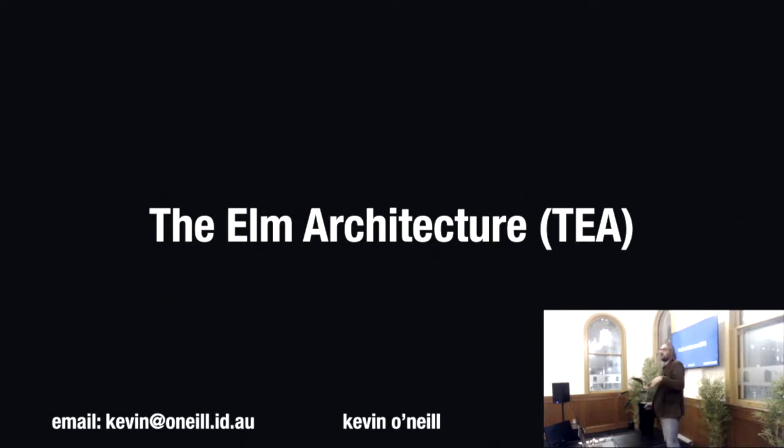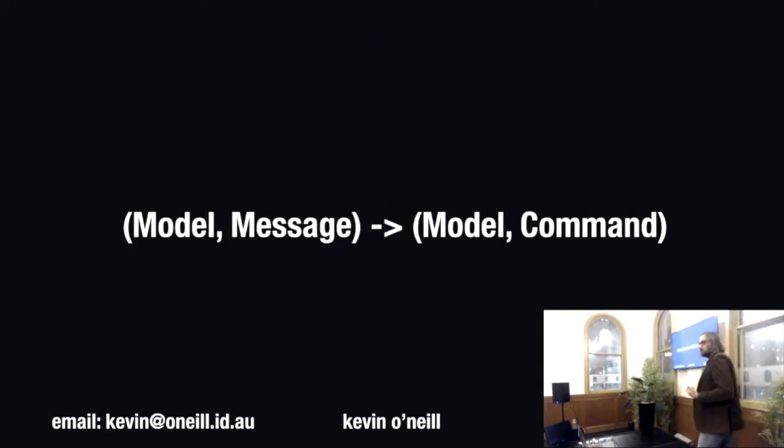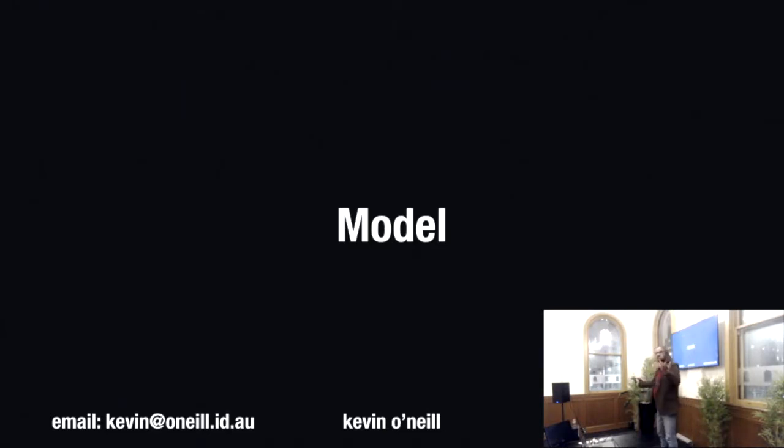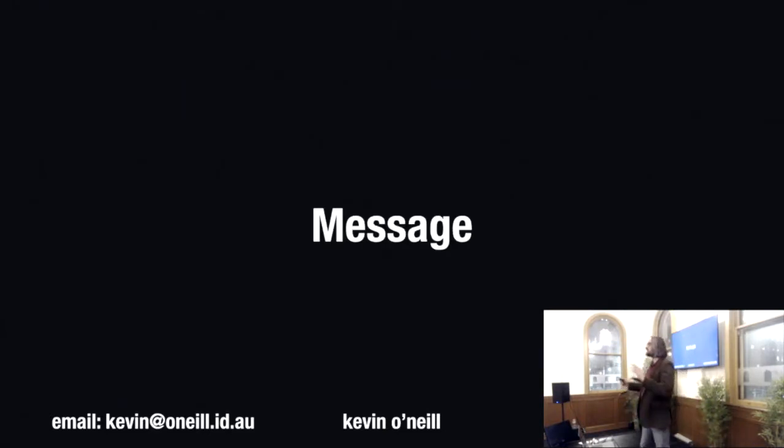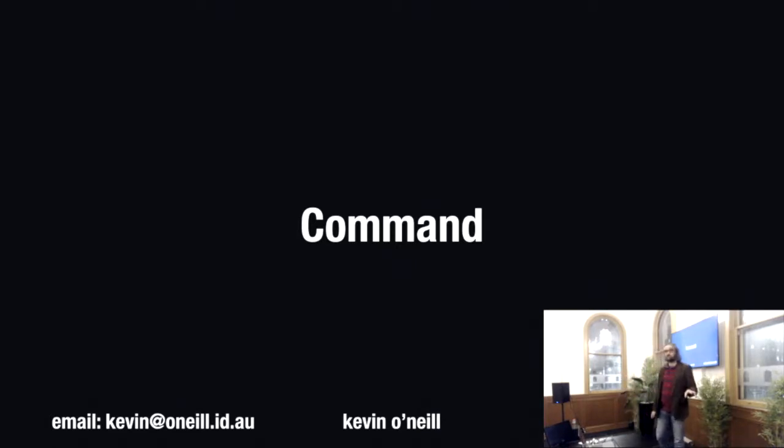How many people here are familiar with the Elm architecture? A lot more people than I would expect. Basically, the Elm architecture can be boiled down to this. It's a model, and a message is an input to a function, a model to some commands as an output. That's the entire architecture. That's all you really have to think about, those three things. Models, that's your state. Messages, things that have happened. Commands, side effects you want to perform. Pretty straightforward.